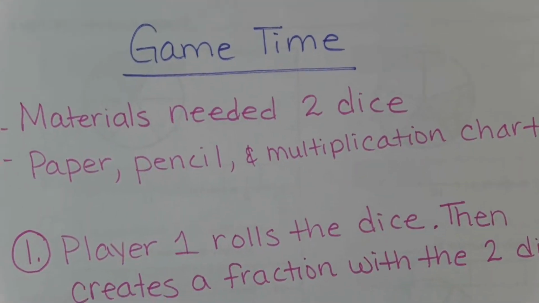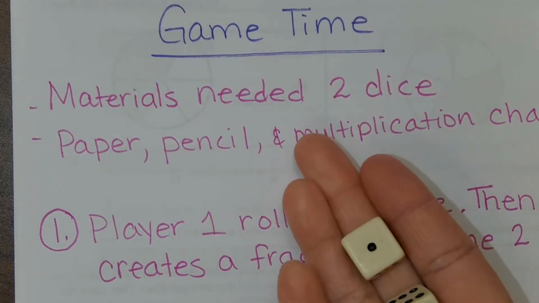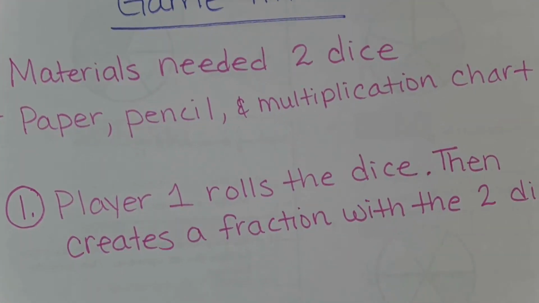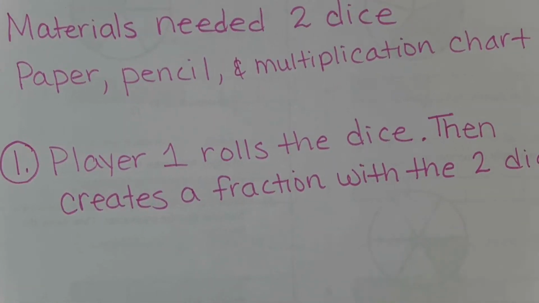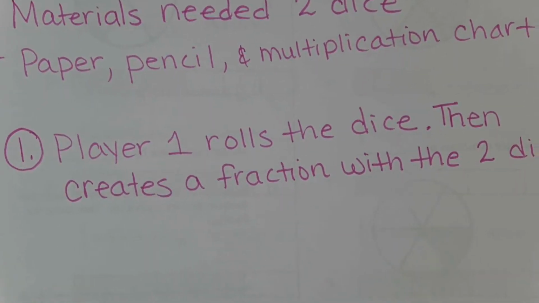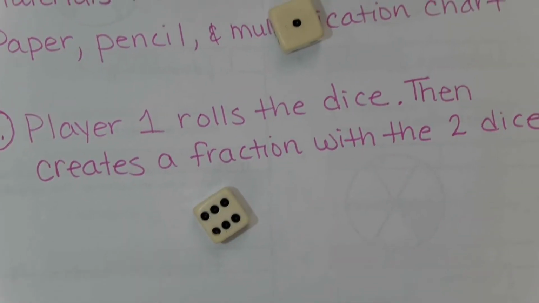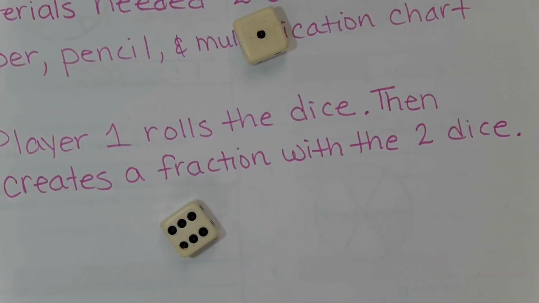Game time. Okay, materials needed. You'll need 2 dice. You'll need paper, pencil, and multiplication chart. Player 1 rolls the dice. Okay, so player 1 rolls the dice, then creates a fraction with the 2 dice.